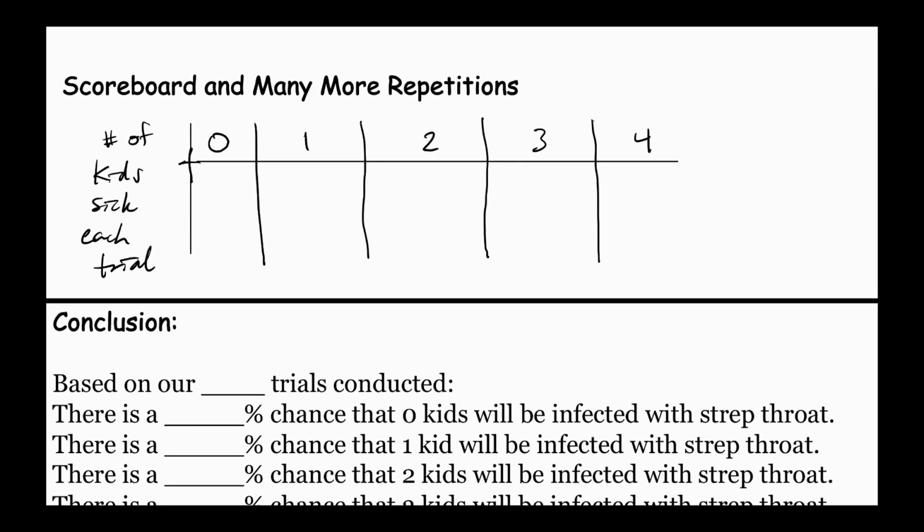I can have 1 kid get sick. I can have 2 kids get sick. I can have 3 kids get sick. I can have 4 kids get sick. I can have no kids get sick. That's all that can happen. We call those random variables. Those are the only things that can happen.